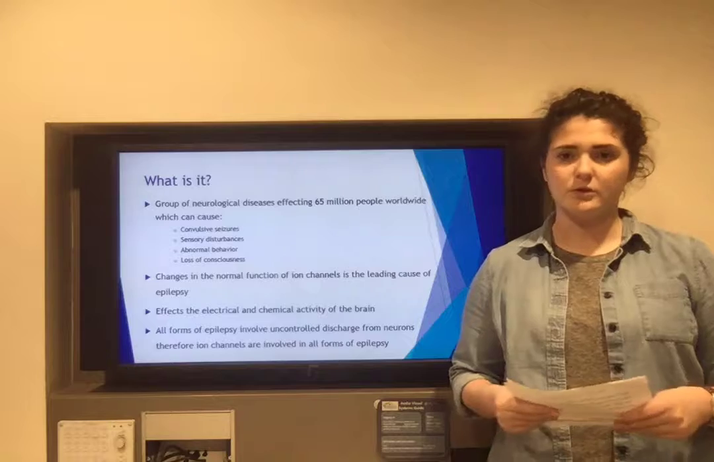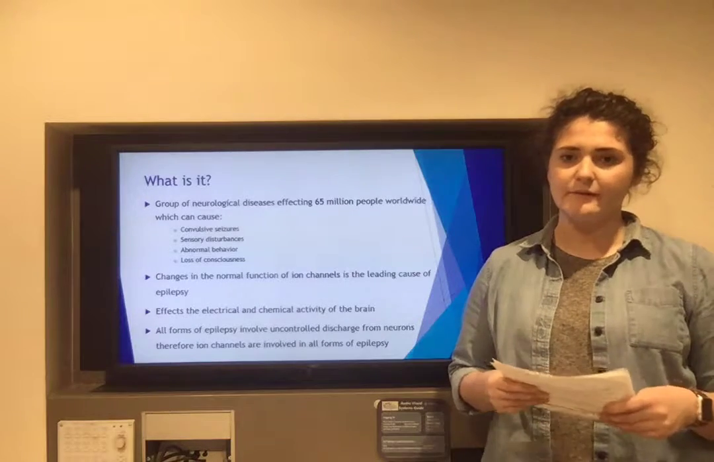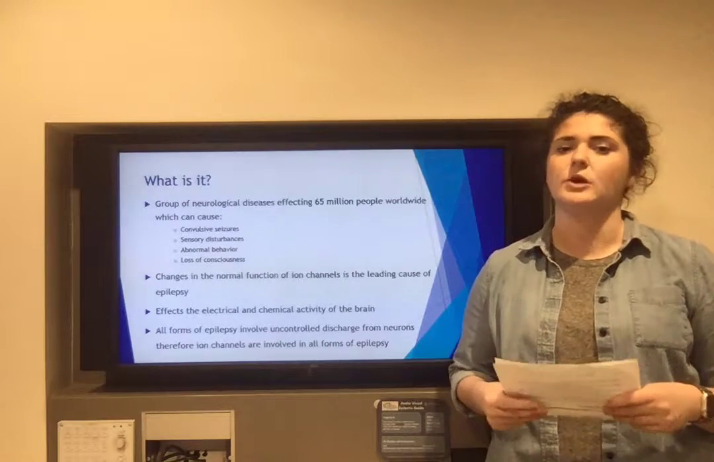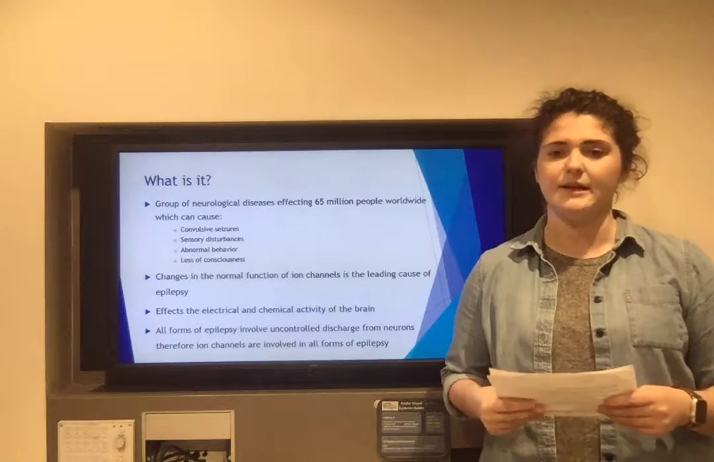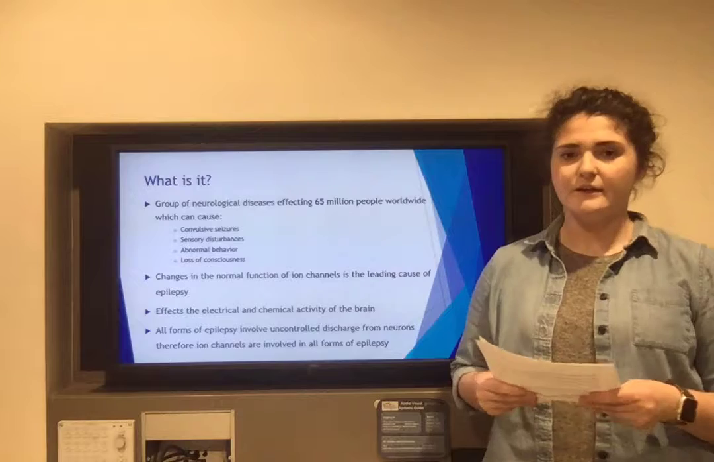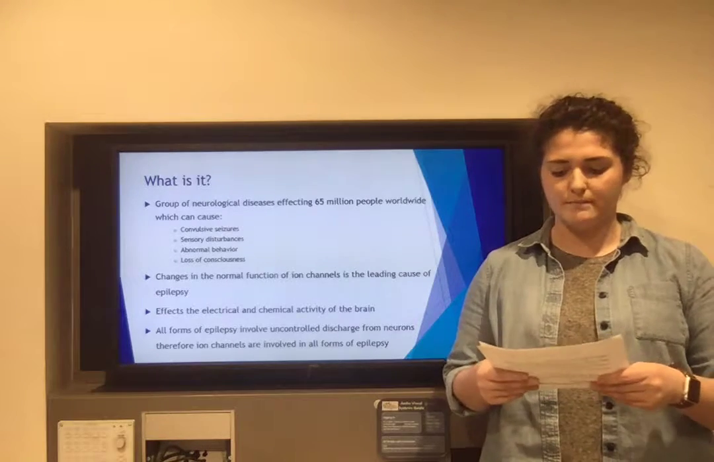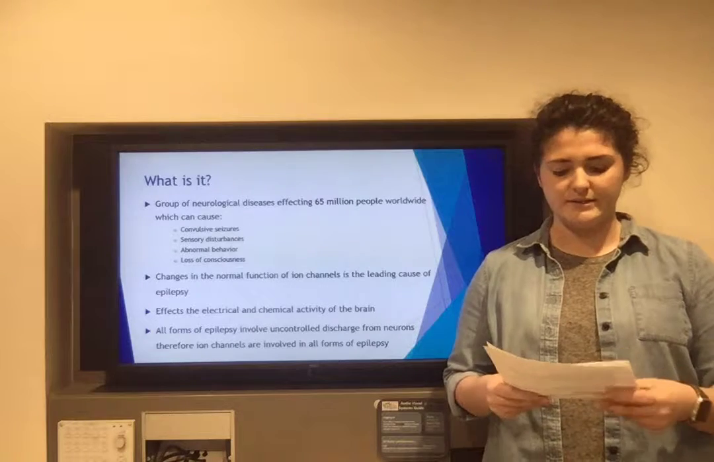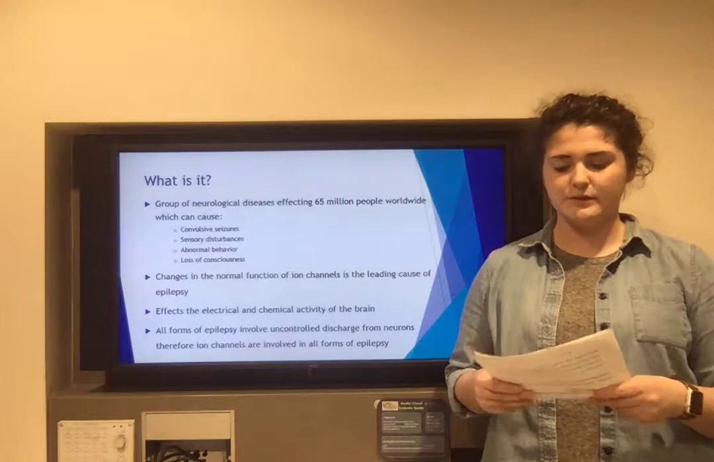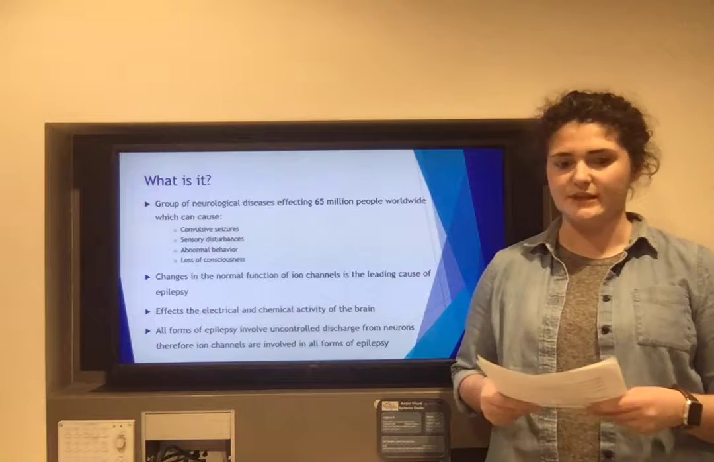Epilepsy is a group of neurological disorders that affects around 65 million people worldwide and is the third most common neurological disorder. When someone has two or more seizures, they are classed as having epilepsy. It affects the electrical and chemical balances in the brain and causes neuronal hyperexcitability, which leads to an electrical imbalance in the brain, which causes a seizure.